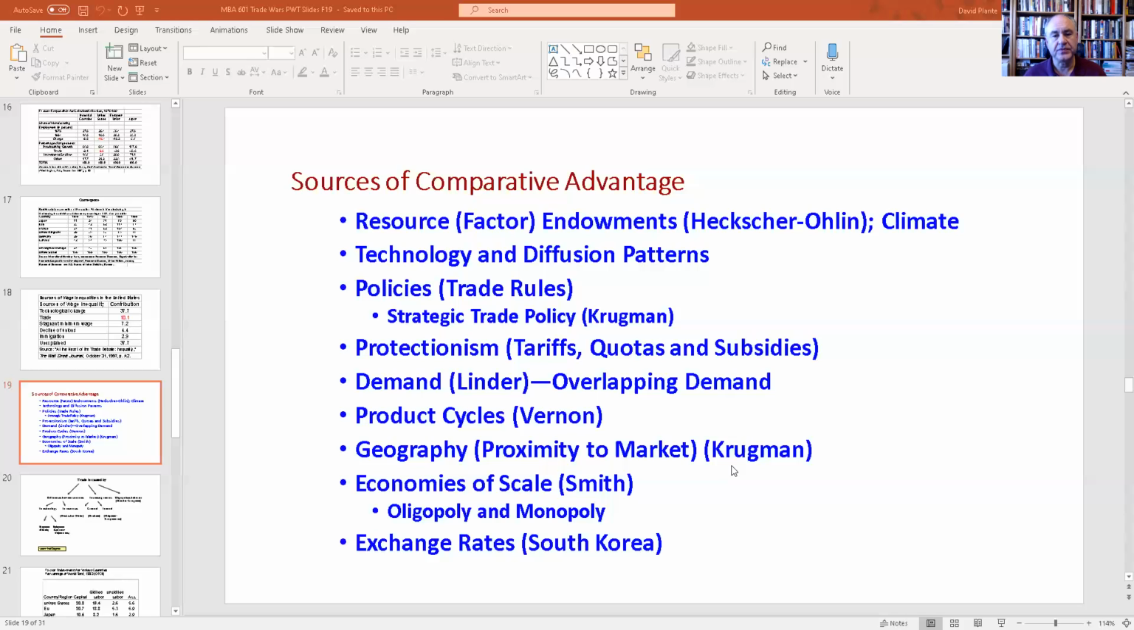Protectionism. This can be a source of comparative advantage. So particularly if you're really good at setting tariffs, quotas, and subsidies, they can also cause problems, but they can also produce differential outcomes.